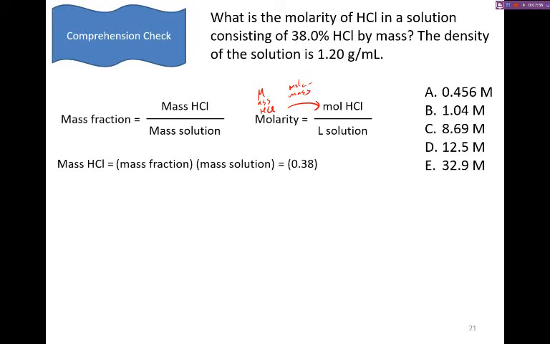So that's going to be 0.38 from the 38% times, let's just assume that we have 100 grams of that sample. You could assume you've got 1,000 or 1,000,000 or 1. It doesn't matter. That would get us then 38 grams for 100 grams of solution.